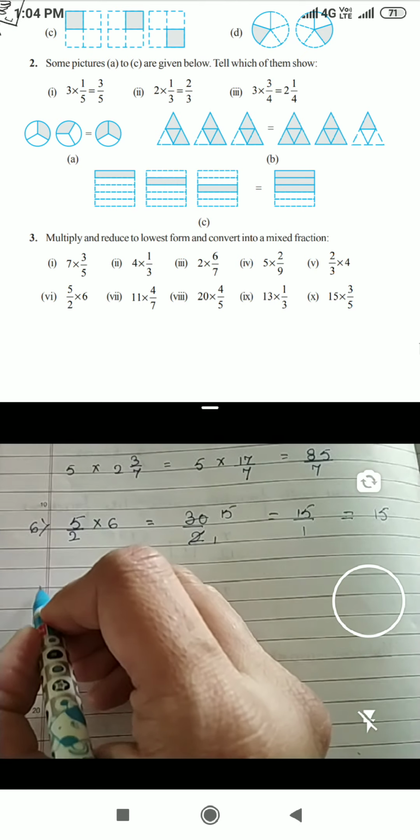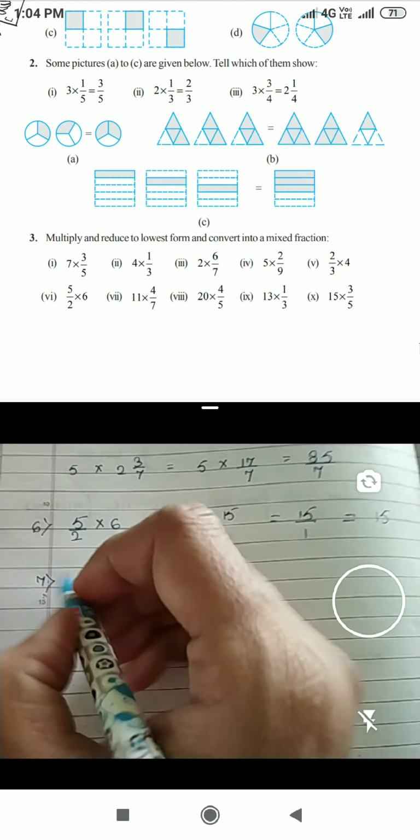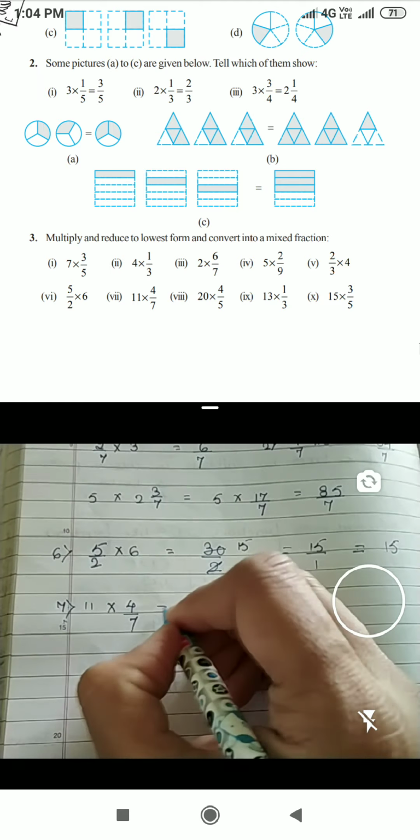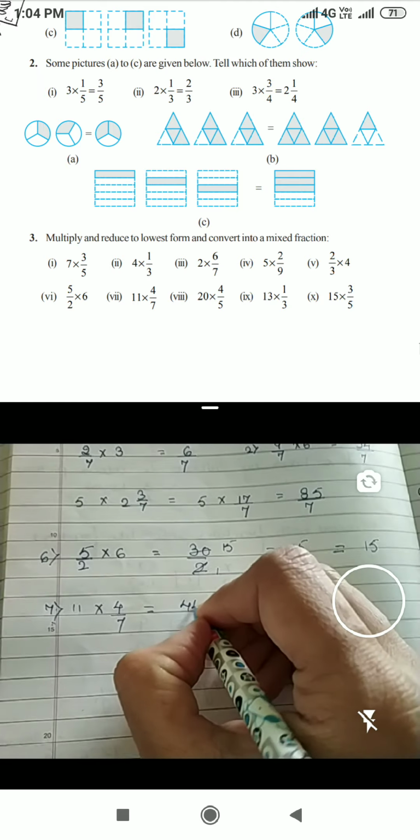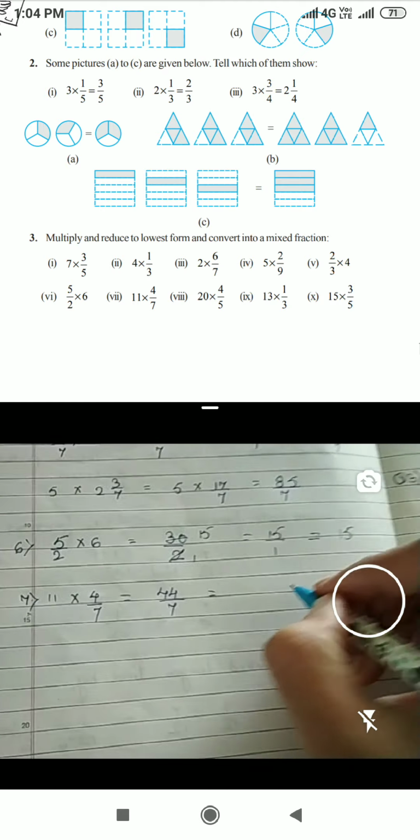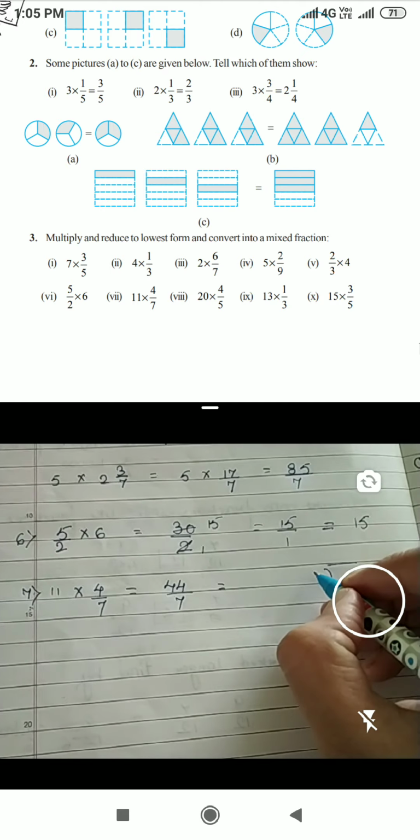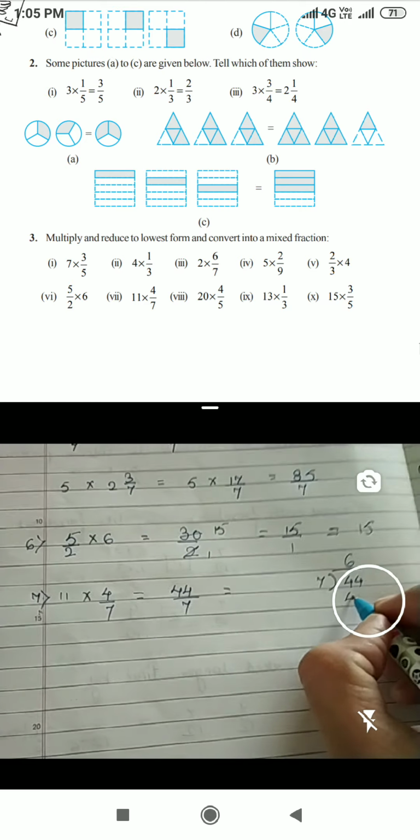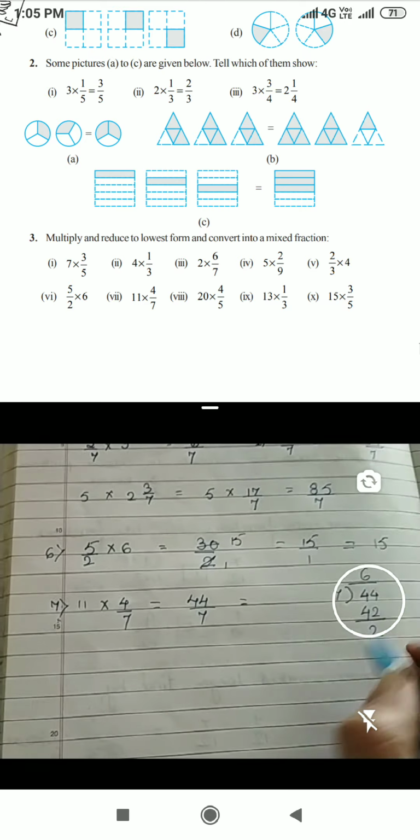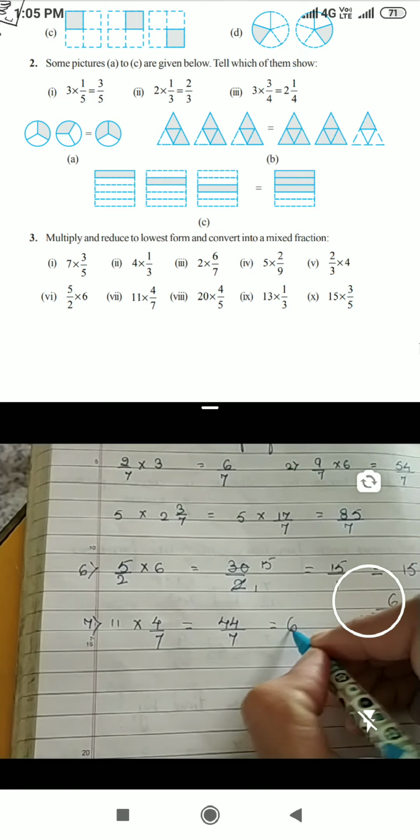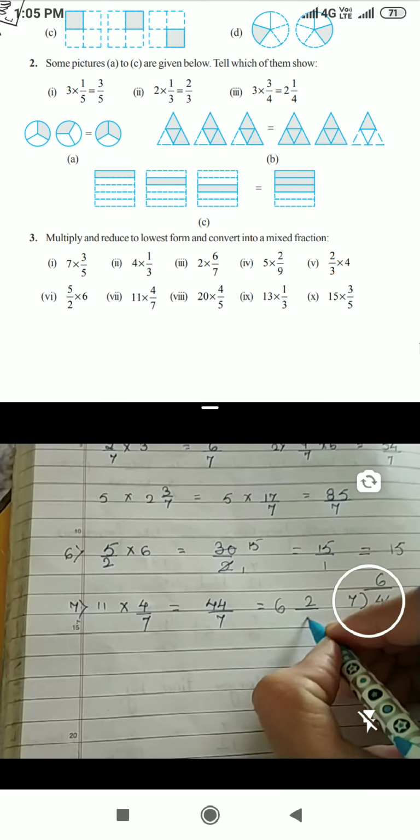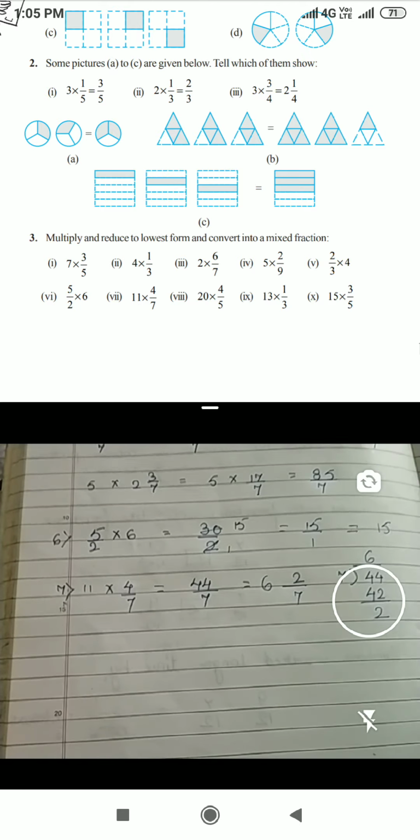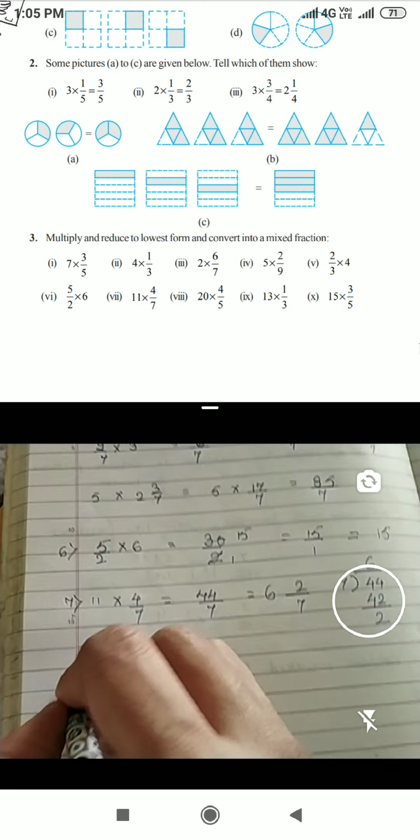Next, seventh sum. 11 into 4 upon 7. 11 4s are 44 upon 7. Now again we will divide it. 7 and 44. 7 6s are 42. 2 remains. Now write this 6 whole 2 upon 7. Okay.